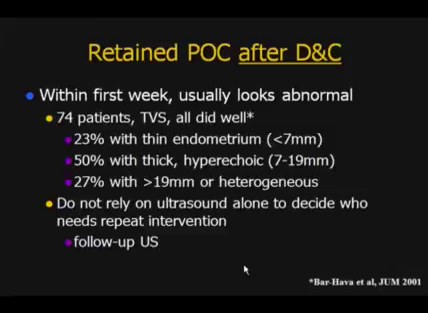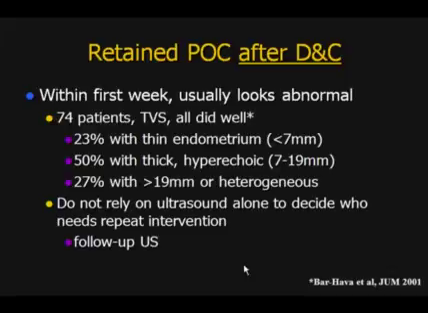Well, in this study, within the first week after a D&C, it almost always looks abnormal. 74 patients, all of which did well. About a fourth of them had a thin endometrium, defined in that study as less than 7 millimeters. 50% had a 7 to 19 millimeter endometrial thickness, and about another quarter of the patients had greater than 19 millimeter thickness of the endometrium or heterogeneity.